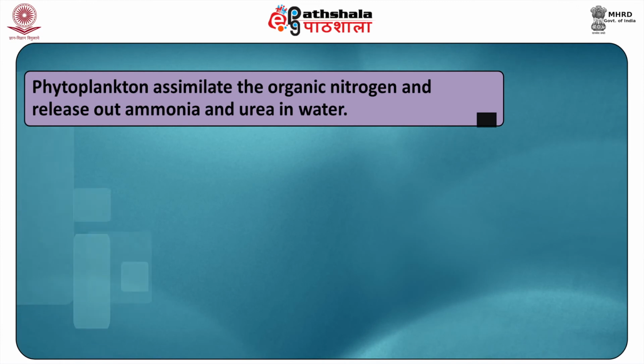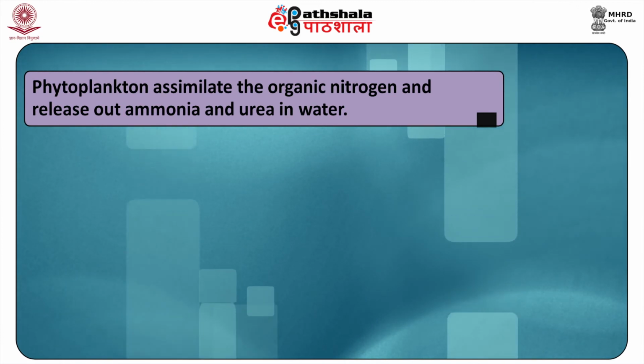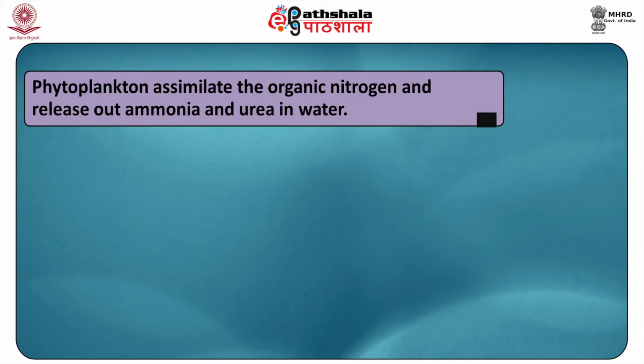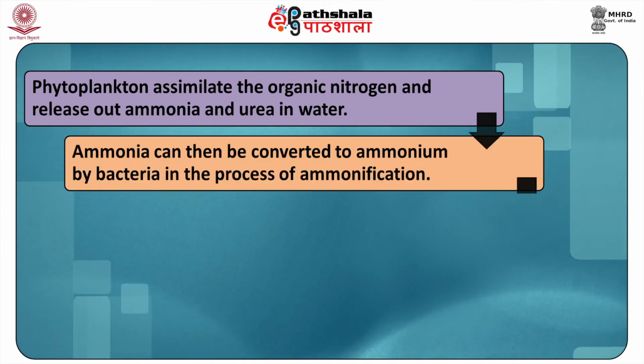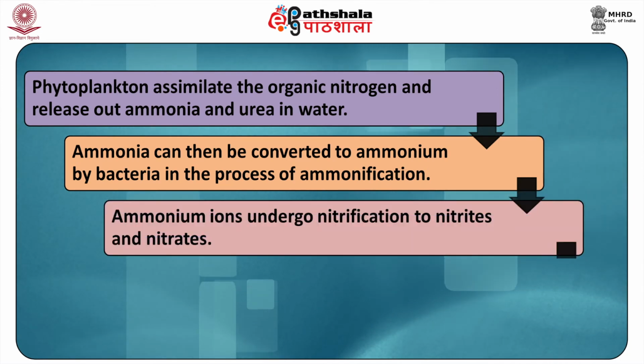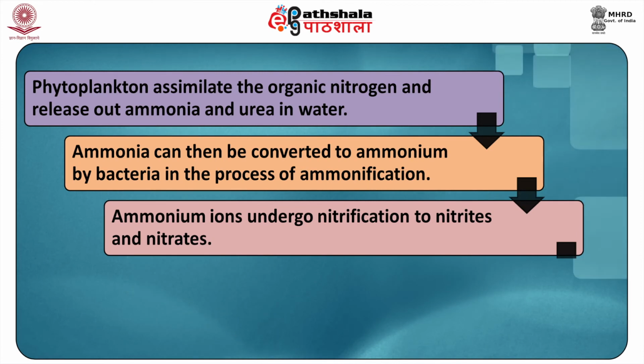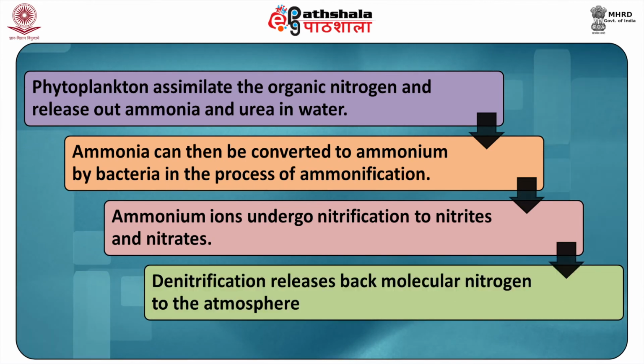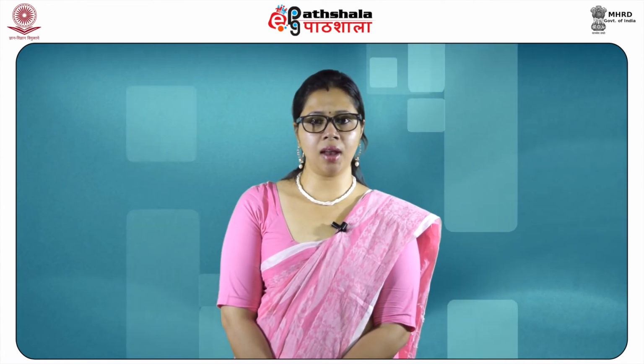Phytoplankton assimilate the organic nitrogen and release out ammonia and urea in water. Ammonia can then be converted to ammonium ions by bacterial activity. Ammonium ions undergo nitrification to nitrites and nitrate. Denitrification releases back molecular nitrogen to the atmosphere. The nitrite ions and the ammonium ions are intermediates in the nitrogen cycle. That is, they are generated in one step and used up in some other step. Therefore, their concentration generally does not rise very much.